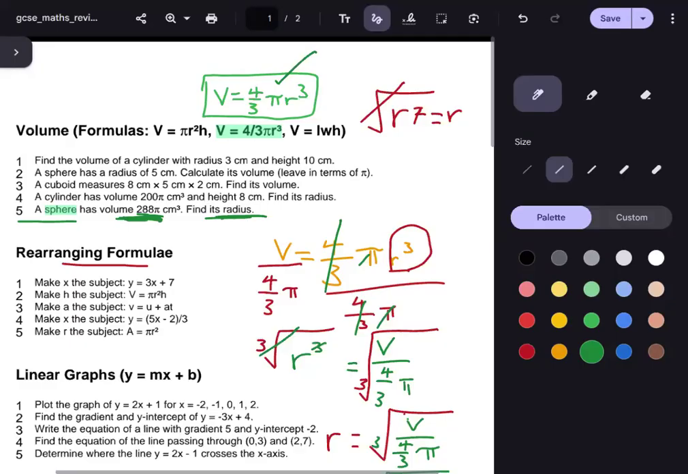$24.87. Okay, let me just double check my answer. I'm not getting the same thing. Are you sure you're putting it correctly into your calculator?